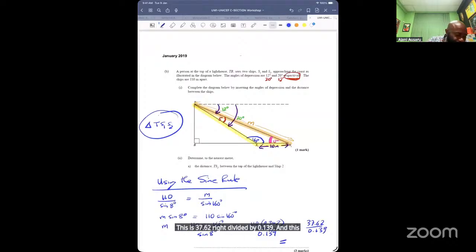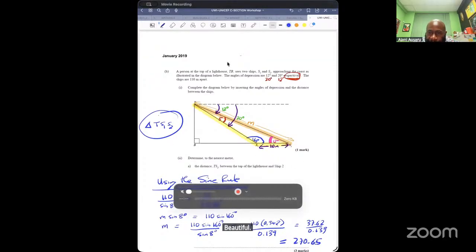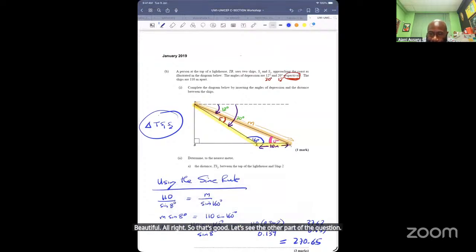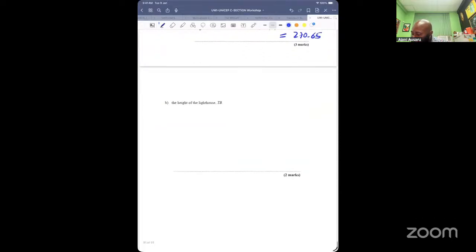And this is equal to 270 approximately. 270.65. All right, that's what you guys got? Yes, sir. Beautiful. All right, so that's good. Let's see the other part of the question. The height of the lighthouse TB.